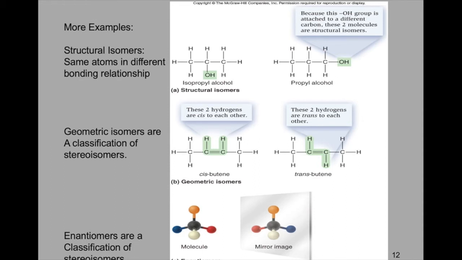So look to see if that R group or that functional group that you notice is different, is it bound to a different carbon? If it is, then it's a structural isomer. If it's bound to the same carbon, but it's moving in a different direction or it has a different bond angle, it's a geometric isomer. If I can take those two molecules and fold them onto each other in their mirror images, then I know I have an enantiomer.